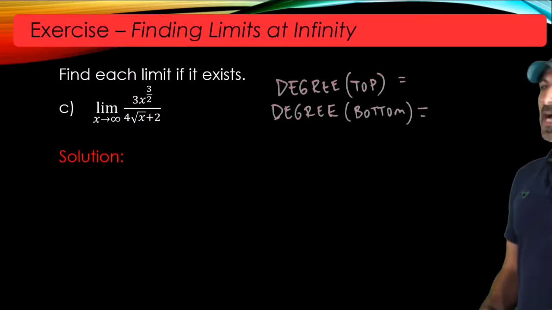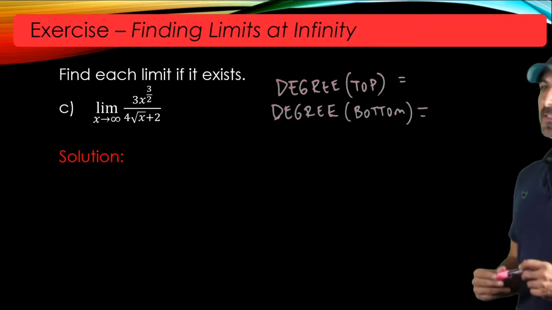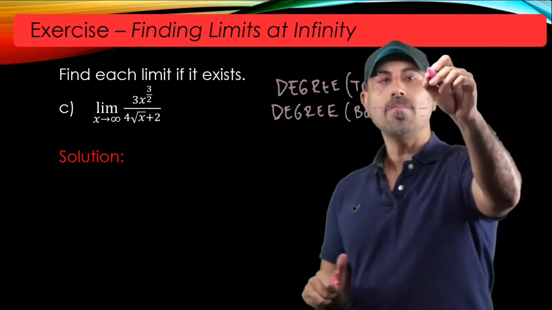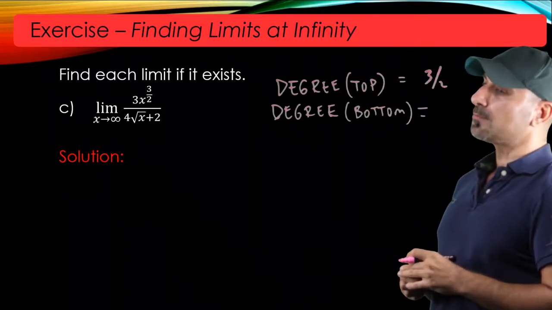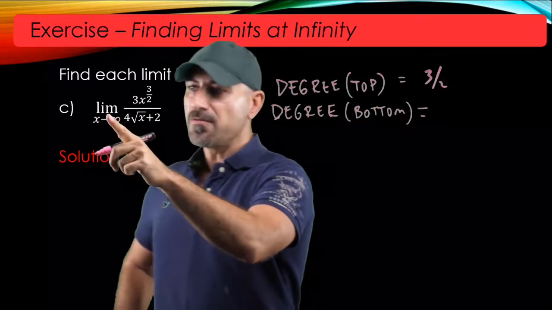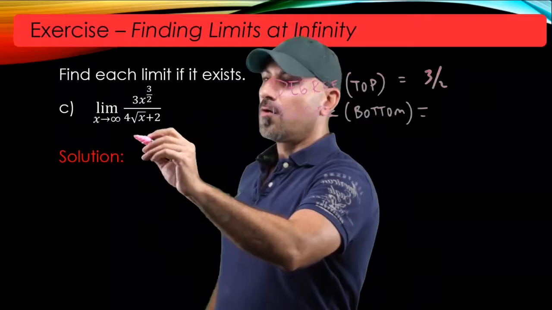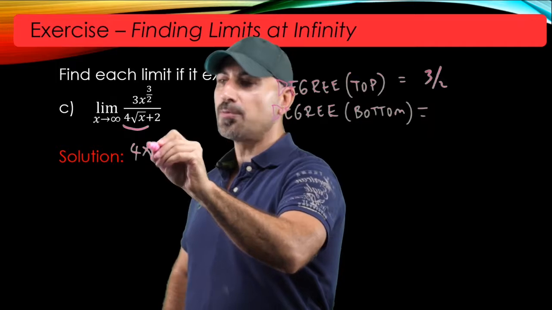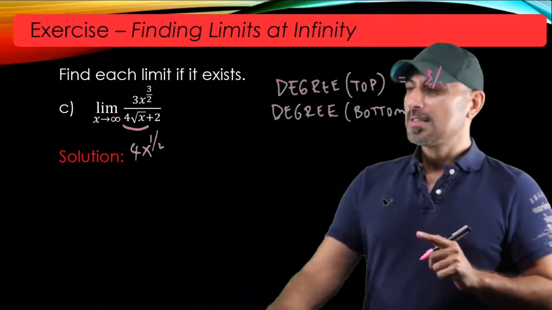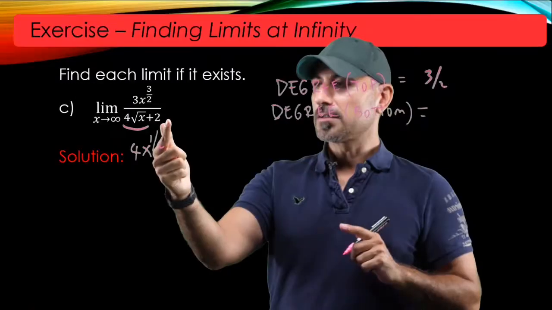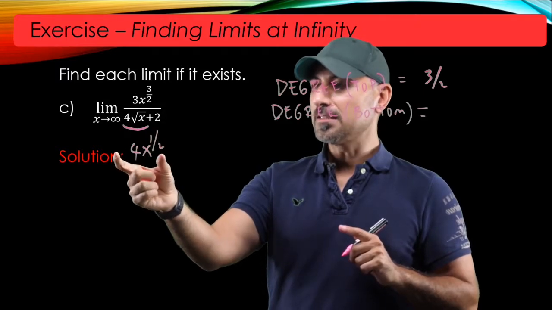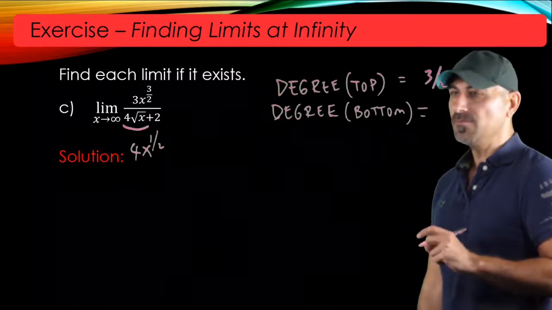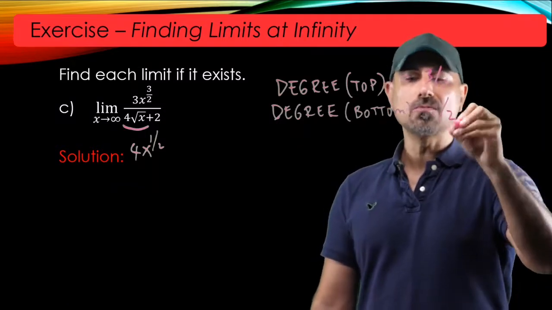All right, let's check out the last case where you have the degree of the top still the same, 3/2, but the degree of the bottom changes because in the bottom you have 4 radical x plus 2. Well, 4 radical x can be written as 4x to the power of 1/2. Since 2 has no x associated with that, the highest degree term for the bottom is going to be 4x to the power of 1/2. So the degree of the bottom is going to be just 1/2.